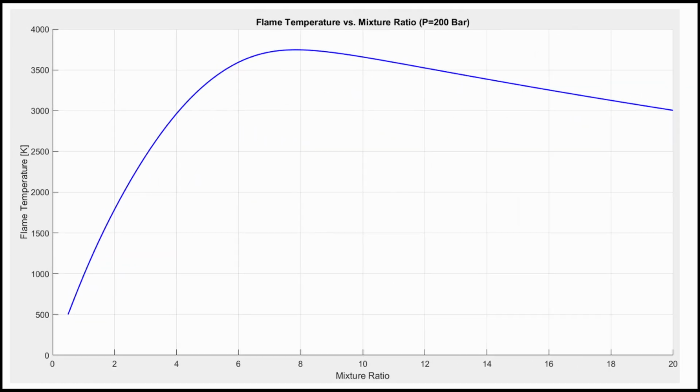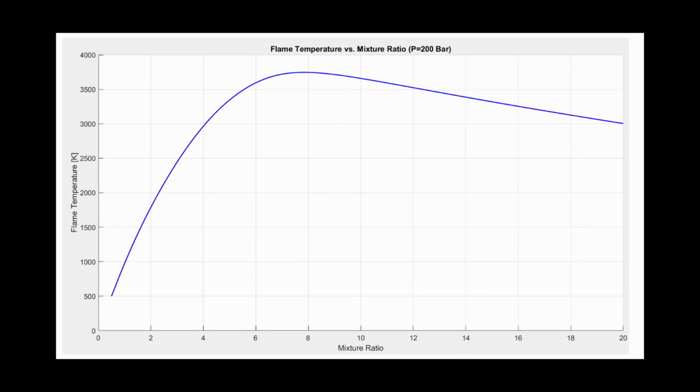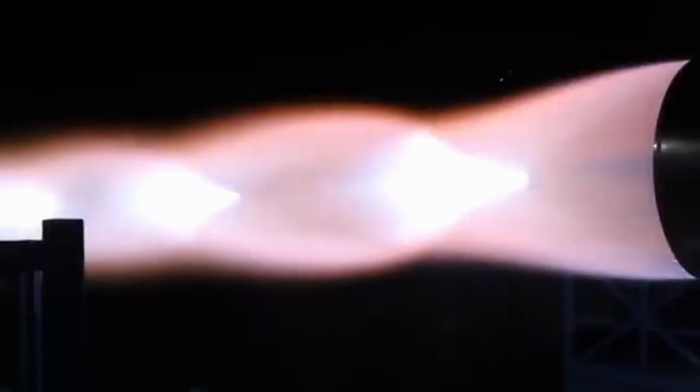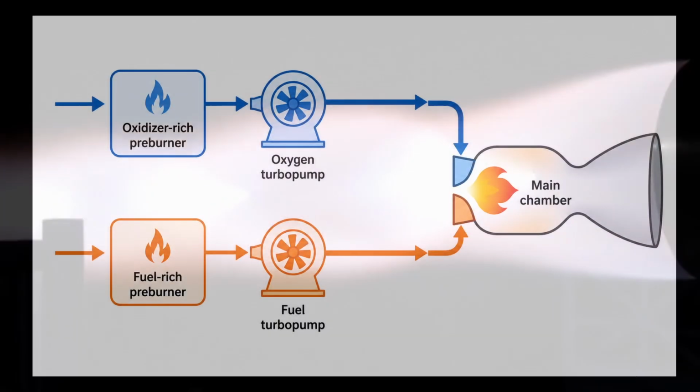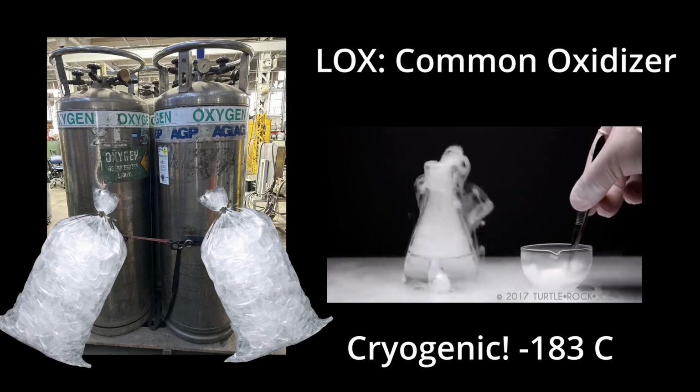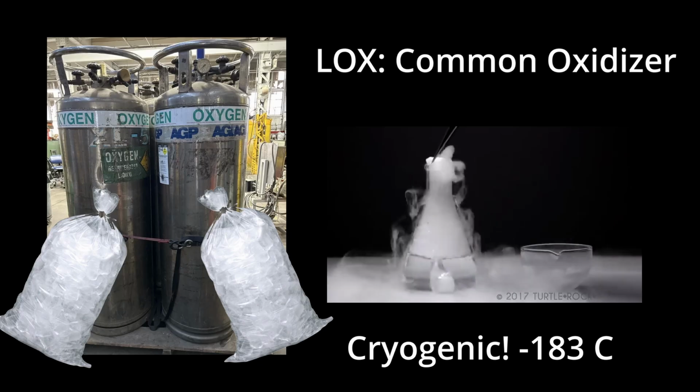In this graph relating the temperature to the mixture ratio, we see that the highest temperature is achieved close to the stoichiometric ratio. As it becomes more fuel-rich, the temperature decreases. Running oxidizer-rich is useful for different engine cycles. One example is the SpaceX Raptor engine that uses fuel-rich gas to drive the methane turbopump and oxidizer-rich gas to drive the oxygen turbopump. Many of these fuels and oxidizers are cryogenically frozen, meaning they're so cold that they stay liquid.